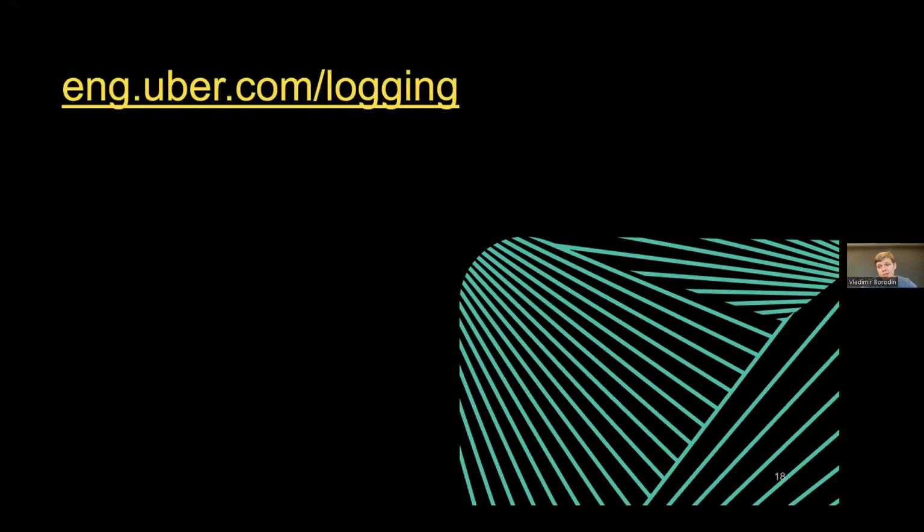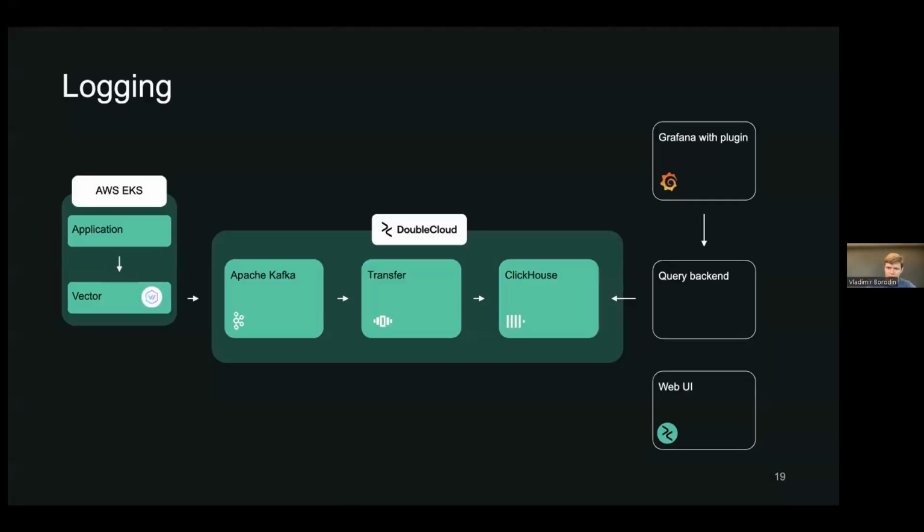There are bigger companies like Uber who saw a lot of these problems, but of course they are much bigger than us. But a year ago they published an article about how they moved their logging solution from Elasticsearch to ClickHouse, and we were inspired by that article and thought that we could build pretty much the same solution. So this is how our logging solution looks.